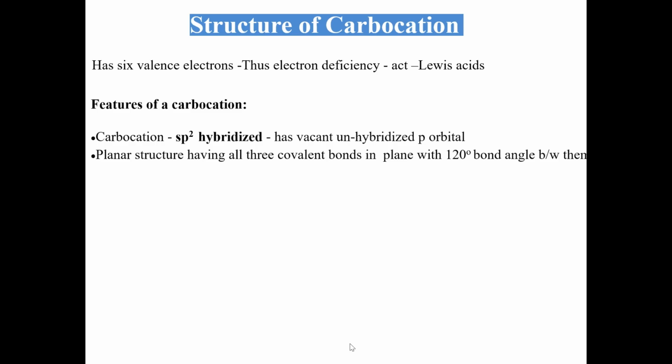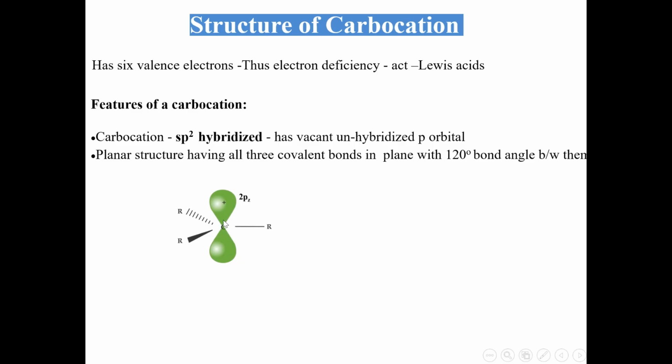Carbocation is in sp2 hybrid form, and it has one vacant unhybridized p orbital. As it is in sp2 hybrid form, it has a planar structure. It is coplanar in nature, in which all the 3 covalent bonds are spread across in a single plane. And it has a bond angle of 120 degrees between these atoms.